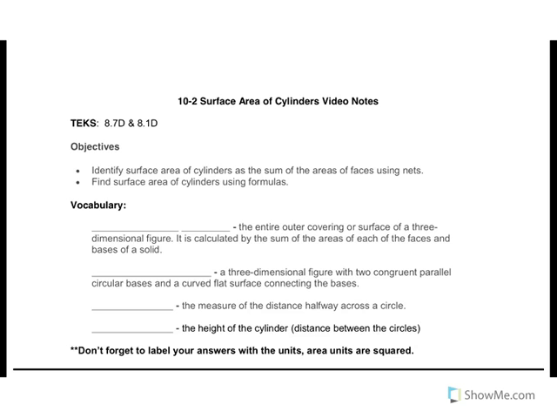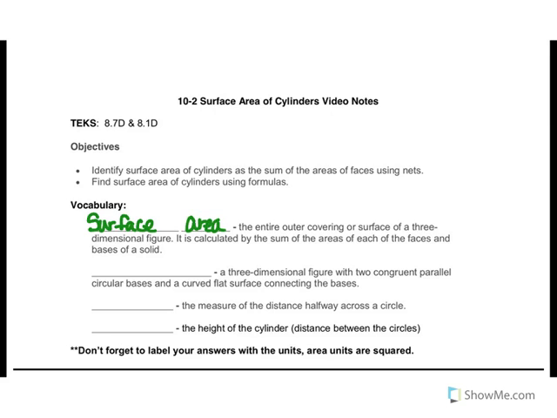Let's discuss some vocabulary before we begin. The first vocabulary term we have is surface area. Surface area is the entire outer covering of a three-dimensional figure, and it is calculated by the sum of the areas of each of the faces and bases of a solid. And we will discuss that in just a moment.